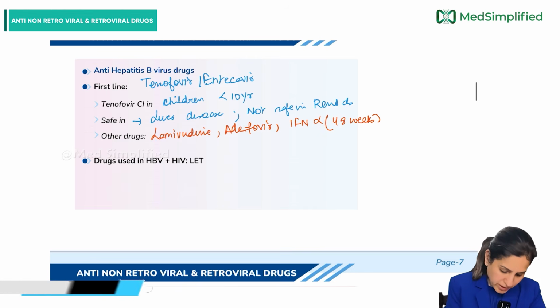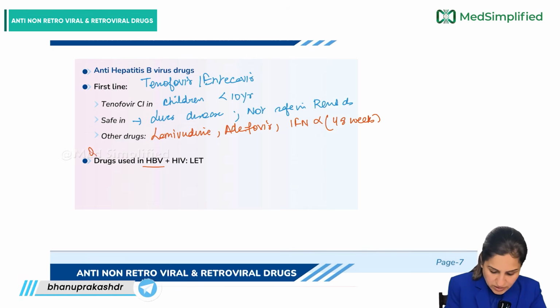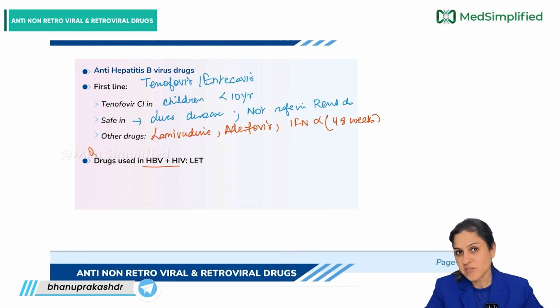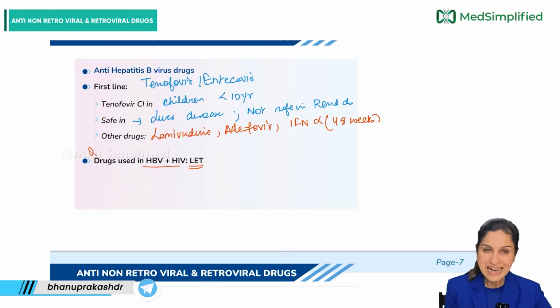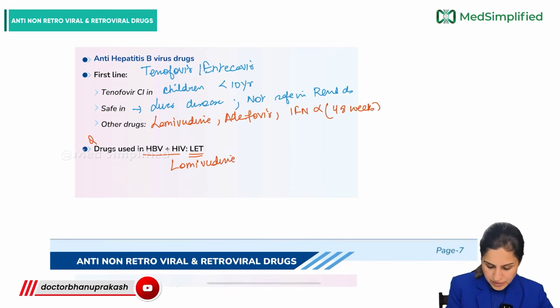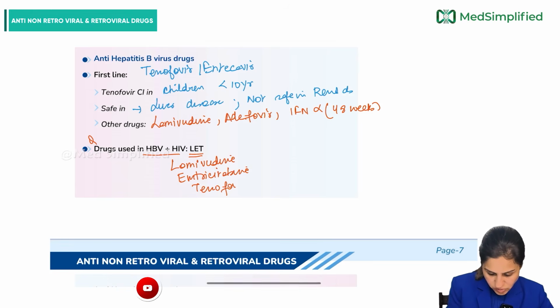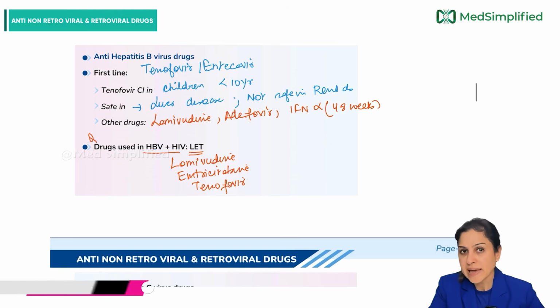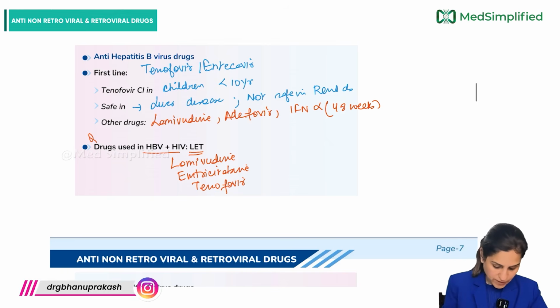Now, a very important, interesting question is, which are the 3 drugs which can be used both in HBV infection as well as the HIV infection? So, the mnemonic is LET drugs. So, L stands for lamivudine, E stands for emtricitabine, and T stands for tenofovir. So these three drugs can be used for both managing the HBV as well as the HIV infection.